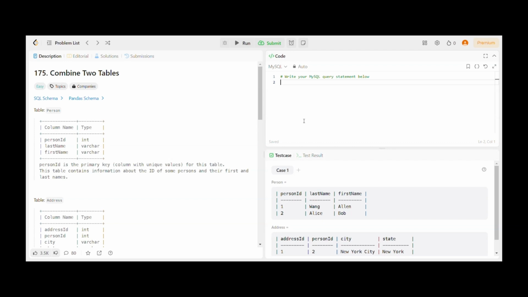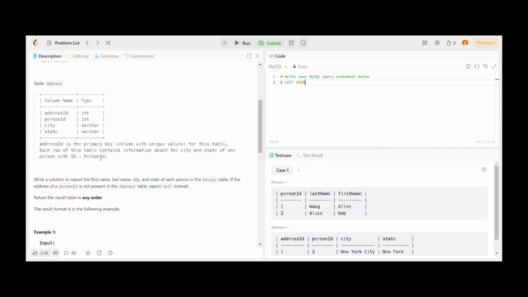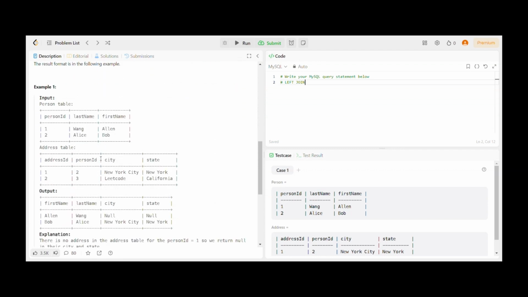So here what we are going to use is nothing but a left join. Now why a left join? A left join returns the values of all the rows that are present in the left table and then goes and finds the matching value in the right table. If it is not present, then it's null.